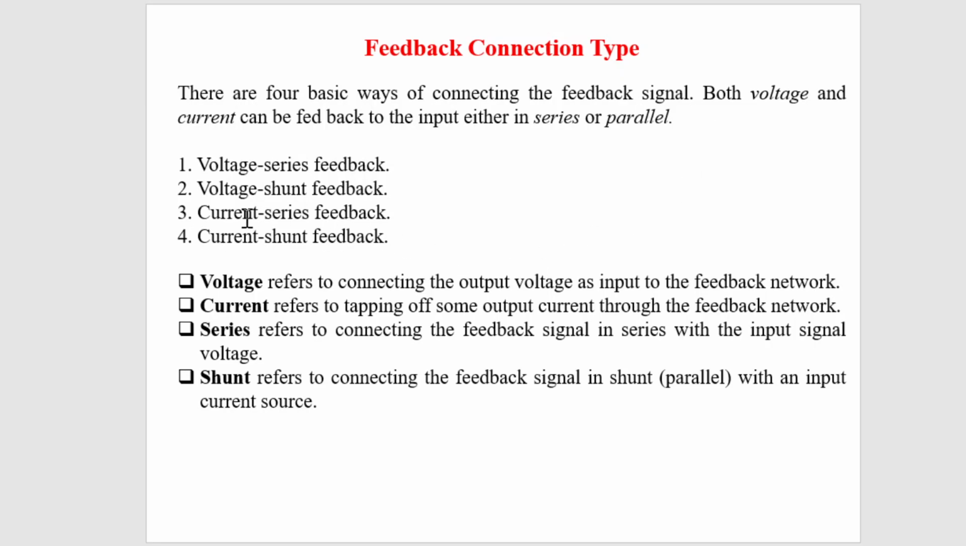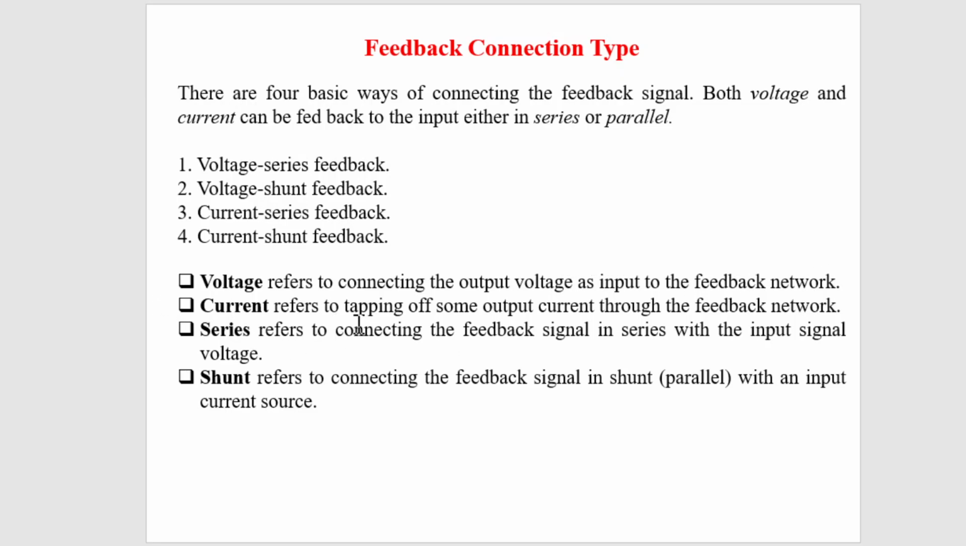Okay, so here I have clearly explained how the nomenclature has been done: voltage series, voltage shunt, current series, current shunt. The voltage always refers to the output voltage. So the first name of this connection type, voltage, means the output voltage. We always have to take the output as a voltage, which is fed back into the feedback network.